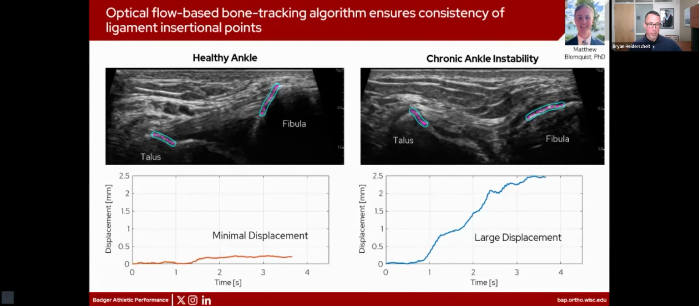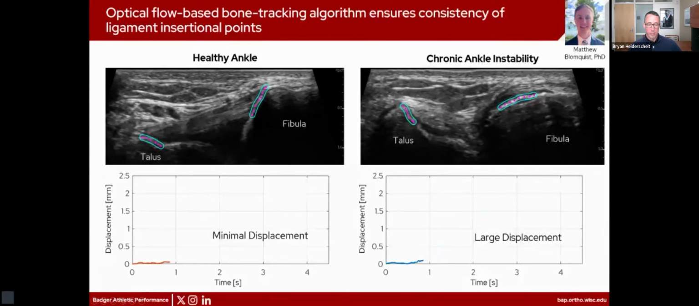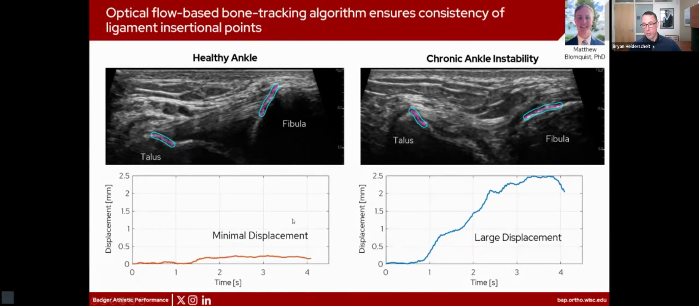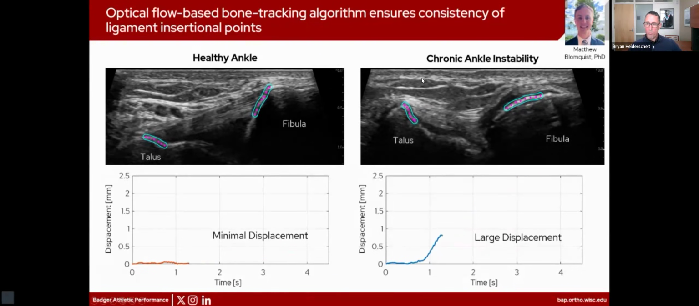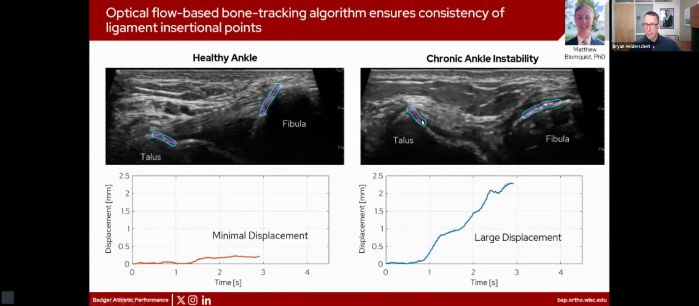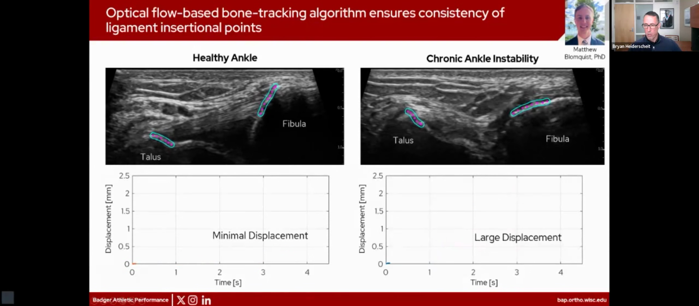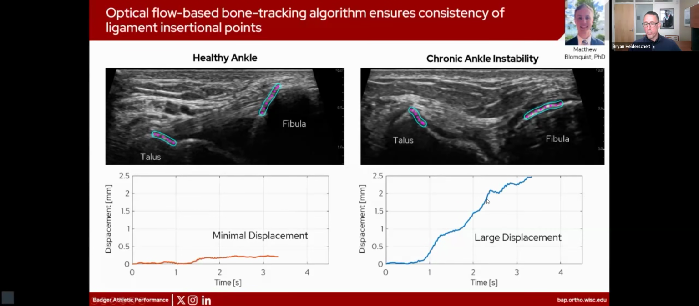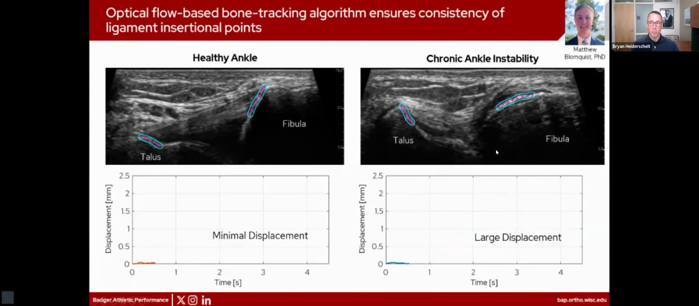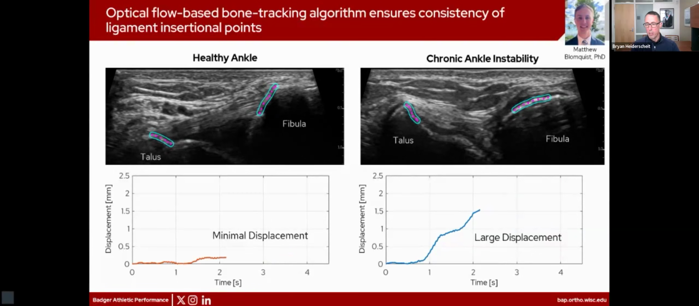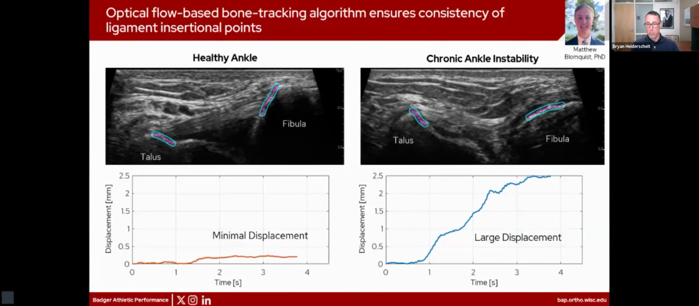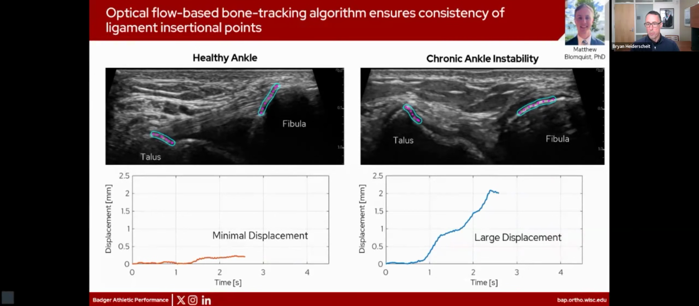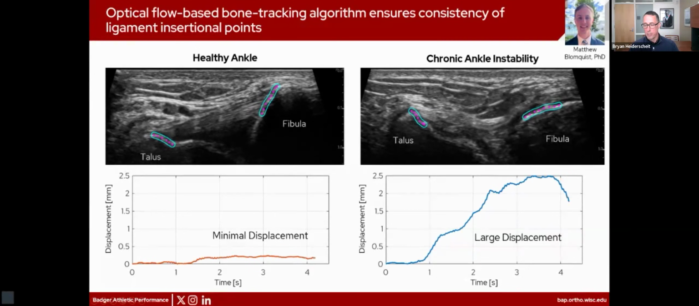Now, again, you can see in a healthy ankle, minimal displacement here on the left. As the force is applied, we might get close to 0.5 millimeter, but not very much beyond that. Whereas in the chronic ankle instability, again, we're tracking the bones very nicely throughout the reverse anterior drawer test, and you can see displacements happening upwards of 2 to 3 millimeters throughout the applied load. And so we can track displacement over time throughout the entire aspect of the test, but ultimately we may be most interested in where that peak is.